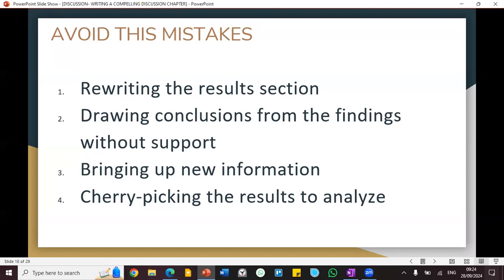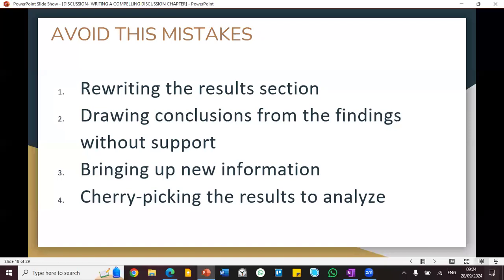You may also find that you have brought in a new concept or a new finding that is not part of your objective. Remember, your objectives give you a scope on areas to cover. When you bring in new information, you have gone beyond the scope. That's a mistake. In chapter 4 you present the results, and in chapter 5 you're only discussing what the objectives were aiming to achieve. Now you go to the findings, now you want to interpret them.